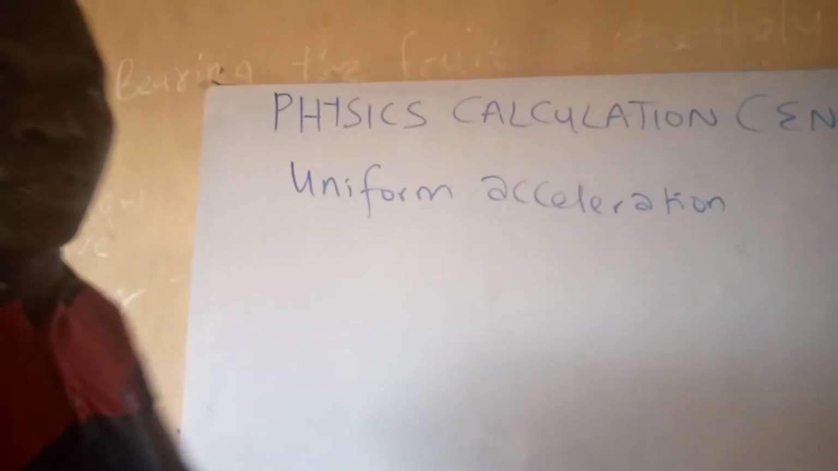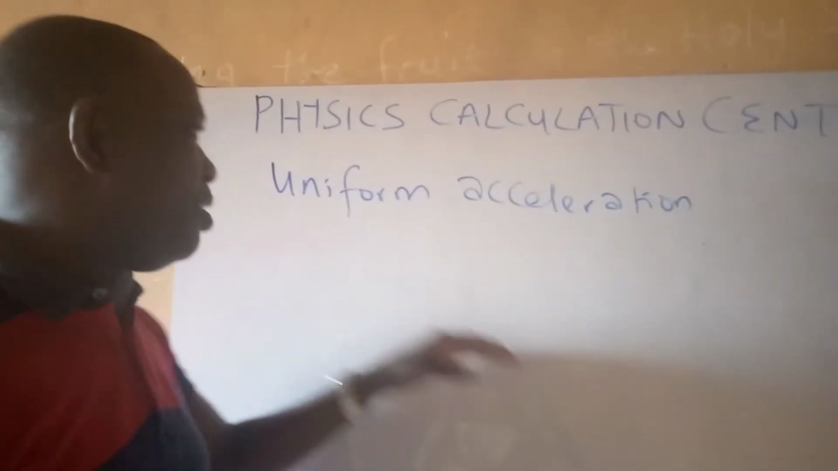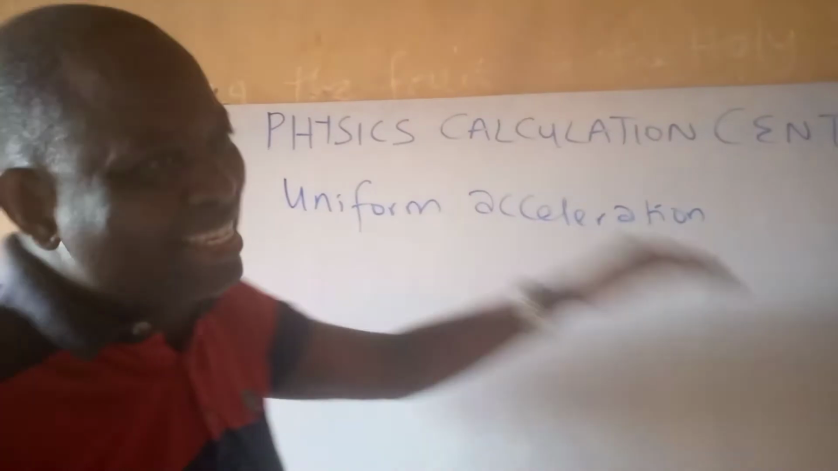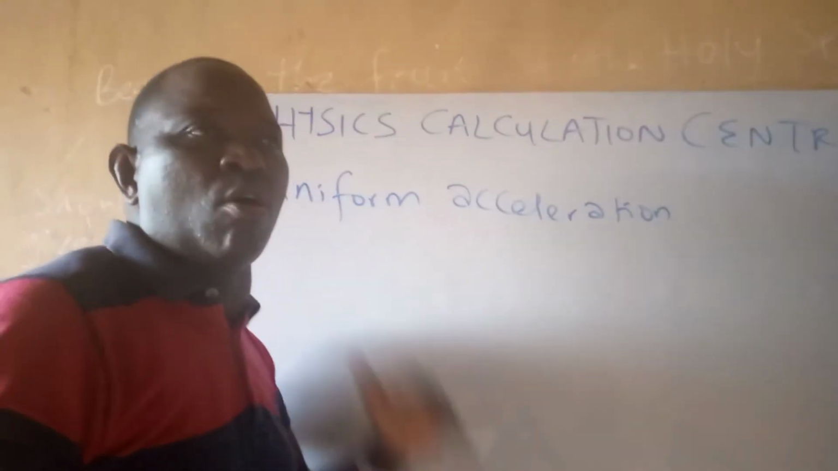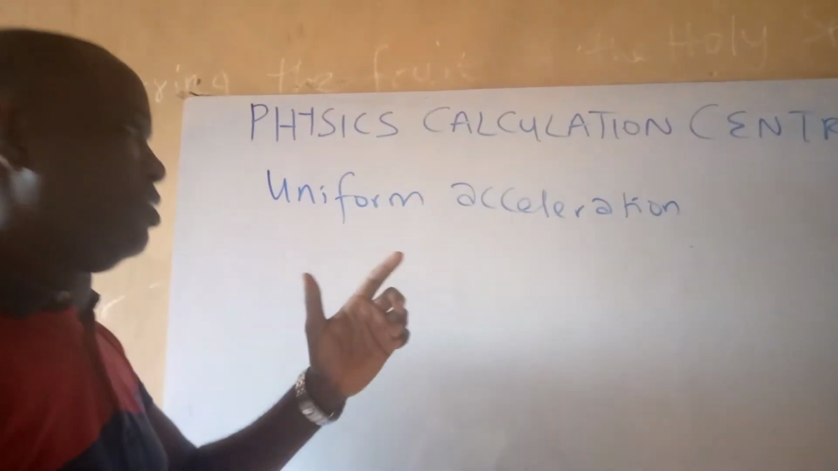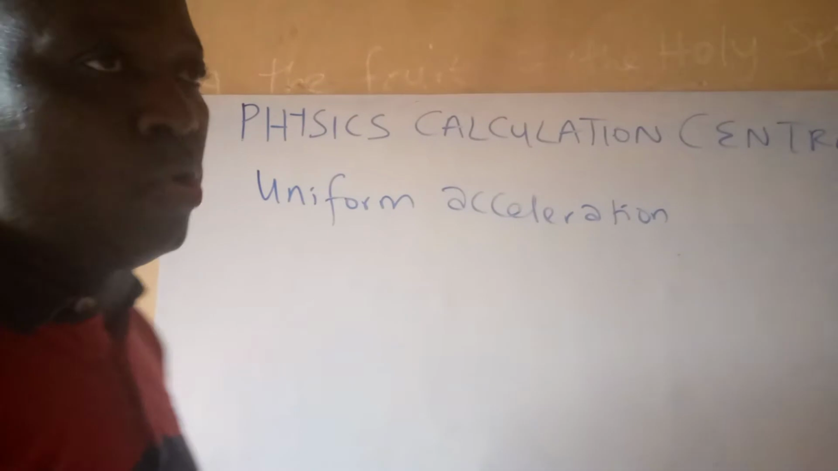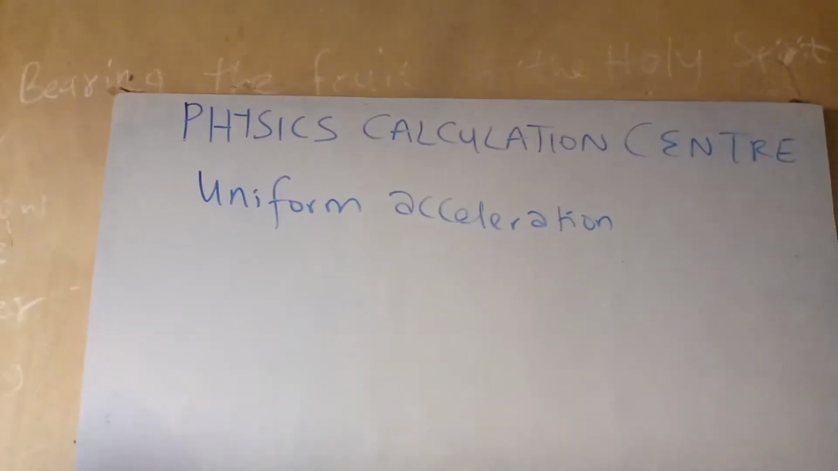The last time we met, we talked about acceleration as being velocity over time. But today we'll be looking at uniform acceleration. And when we are calculating uniform acceleration, we use equations of motion. There are three equations of motion. So for this video, we'll be looking at the first equation of motion.